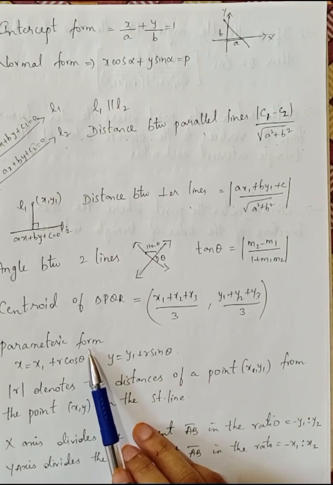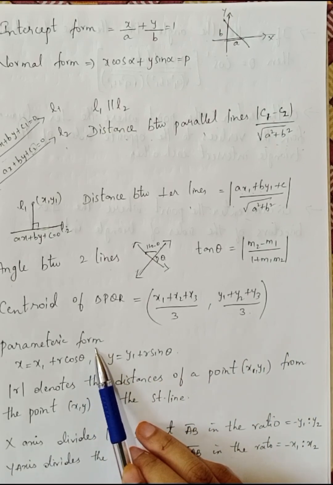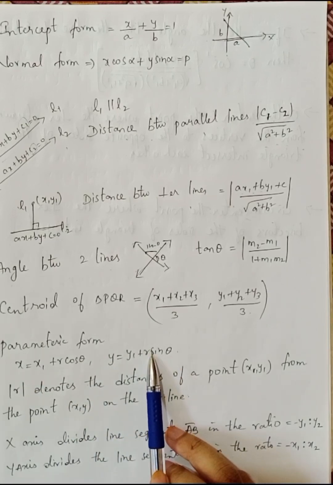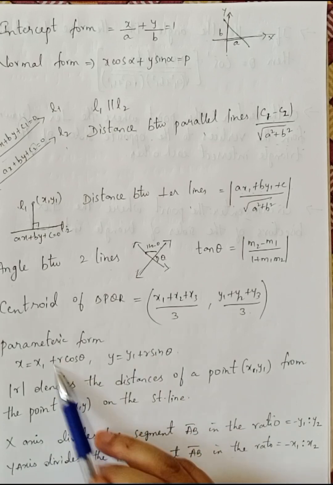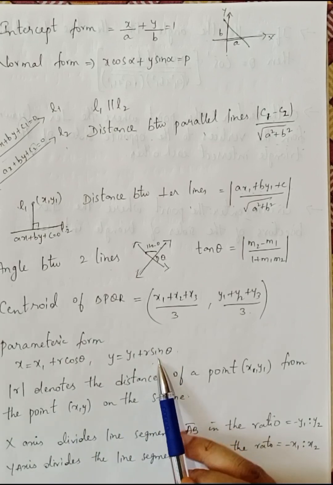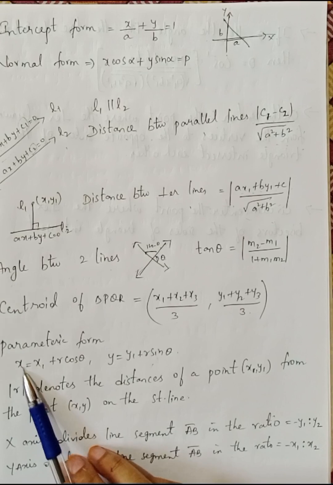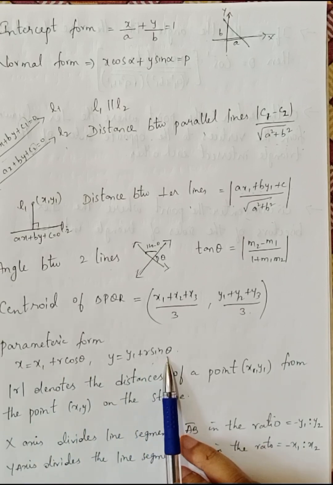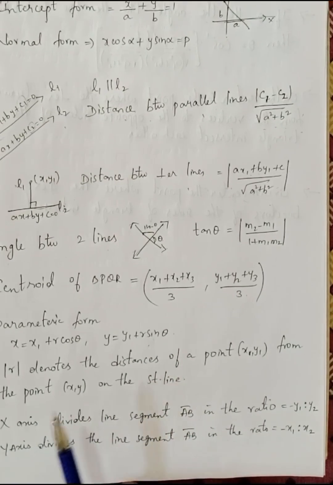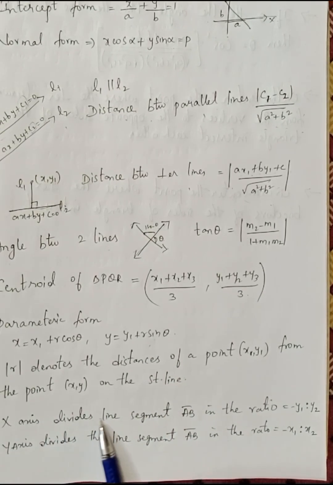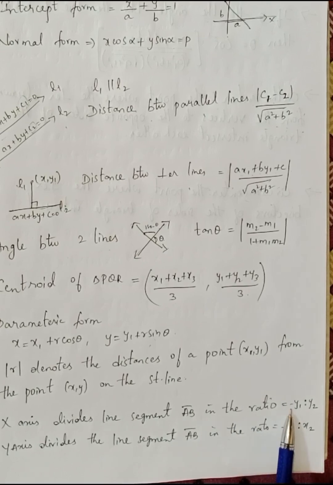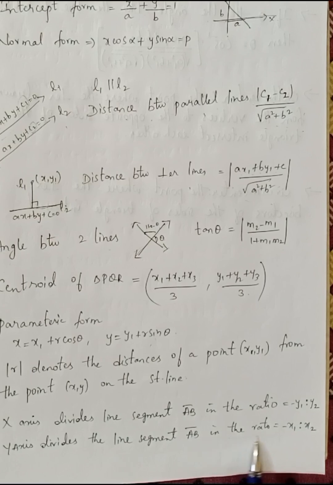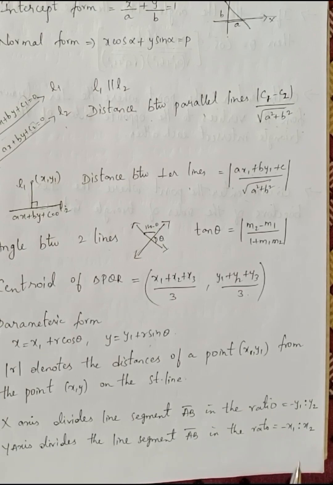Again, in this chapter we have the parametric form. Parametric form is where the x and y coordinates are dependent on another variable. Here the variable is r. That is called the parametric form. So the formula is x is equals to x1 plus r cos theta and y is equal to y1 plus r sin theta. Okay, and the x-axis divides the line segment AB in the ratio minus y1 is to y2, and the y-axis divides the line segment in the ratio minus x1 is to x2.